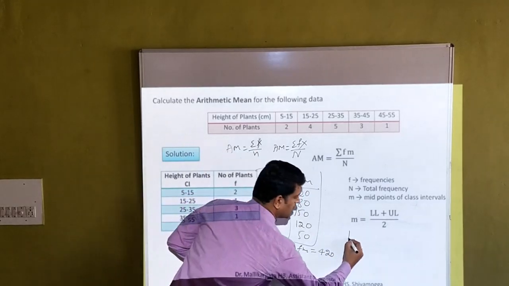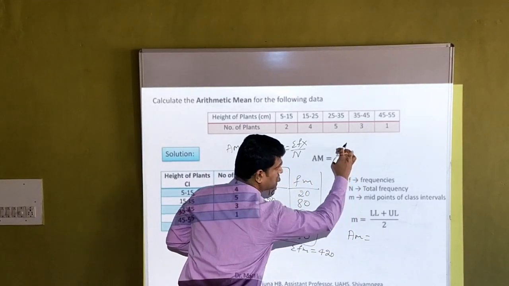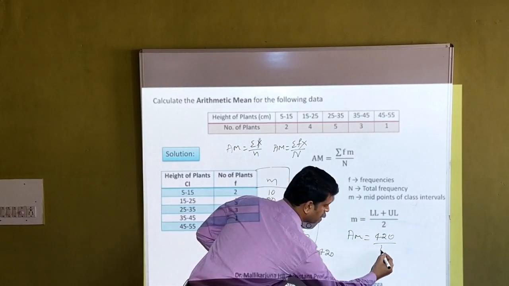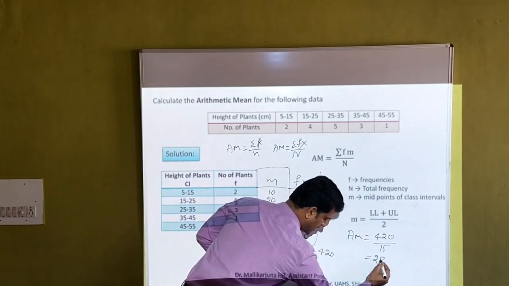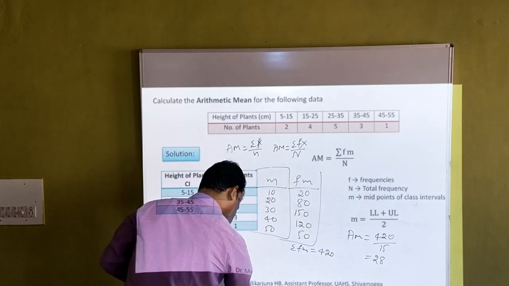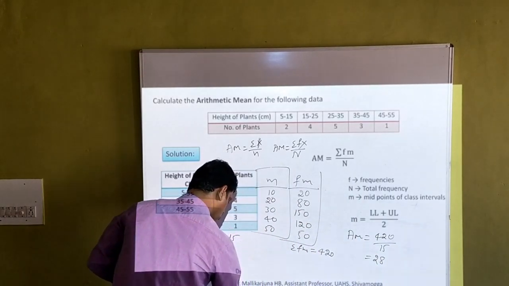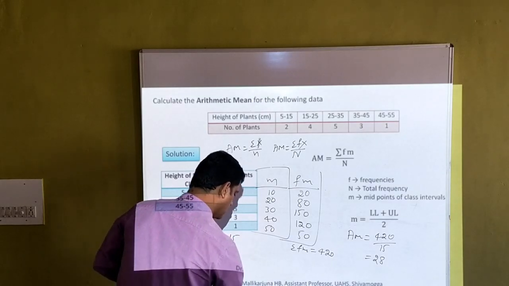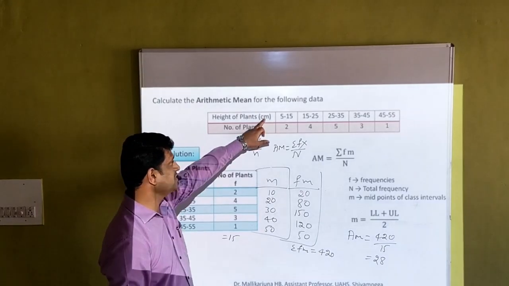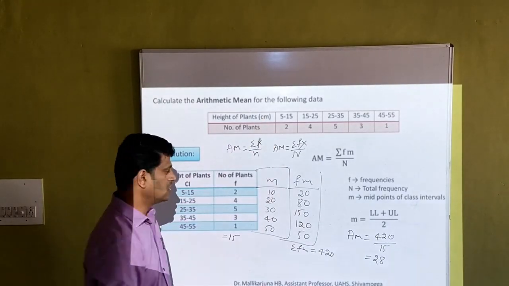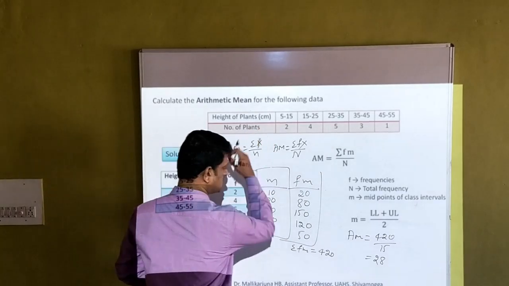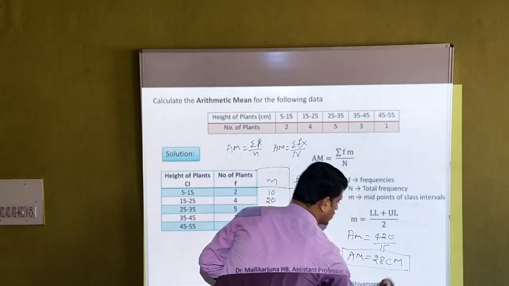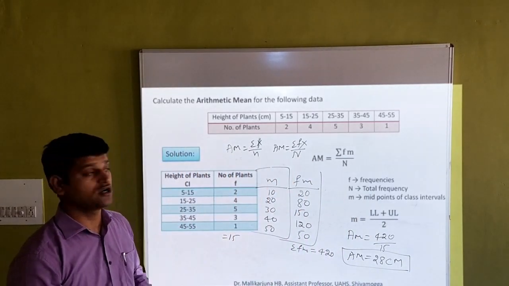Of course, Am is equal to summation of Fm, summation of F, 420 divided by capital N, 50. The previous was 28. Of course, 420 divided by 15 is 28. But here the unit is in centimeter; the previous one was grams. With respect to the arithmetic mean, now it is centimeter. Here Am is 28 centimeter. That unit is important for this problem.